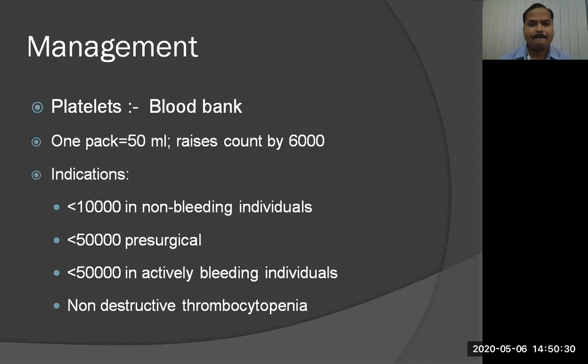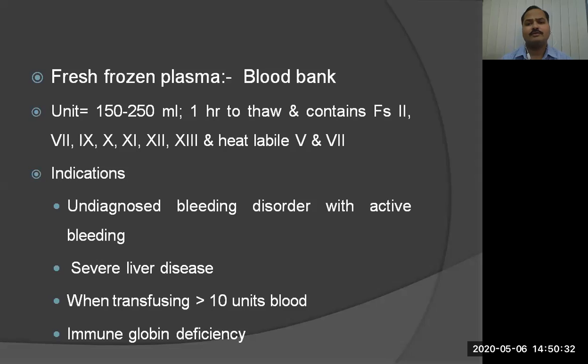Fresh frozen plasma, again from the blood bank, where one unit is about 150 to 250 ml, needs 1 hour of thawing before being introduced into the patient, and contains various factors 2, 7, 9, 10, 11, 12, 13, and 5 and 8, which are the heat labile factors. So thawing should be very gentle.